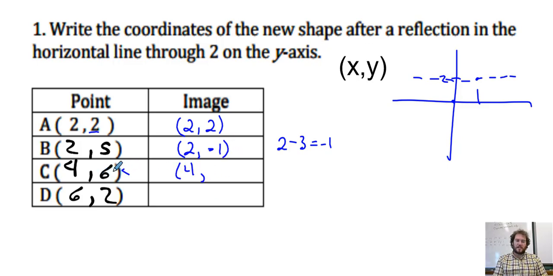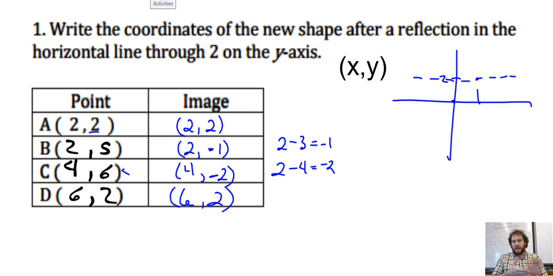So again, 6 is 4 units above 2, so we would go 4 units below 2 to find its reflection. And again, 2 is right on the axis of symmetry, so our last point is also going to be at 2. And there are the coordinates of my new point.